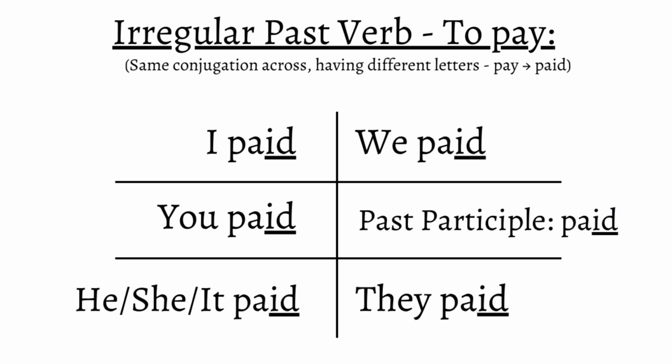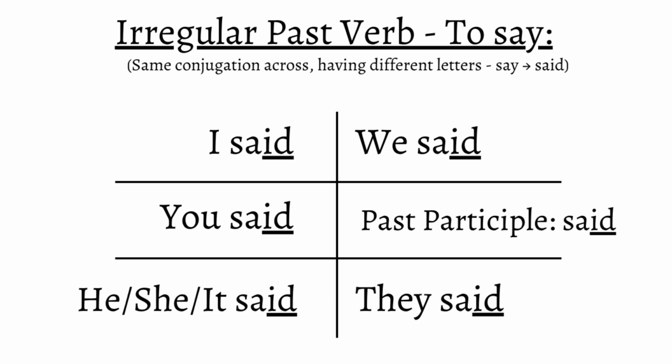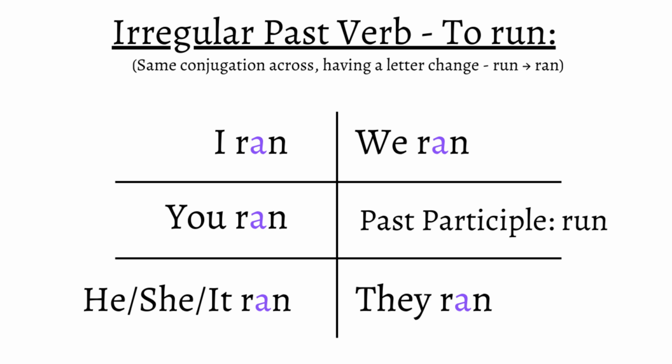Now, we have to pay. Paid. Its pronunciation is similar to the previous verb, having a different spelling, but its past participle is the same. Paid. Now, we have to say. Said. Its past participle is also the same. Said. Now, we have to run. Ran. We have a letter change, but its past participle interestingly takes the same form as the infinitive.